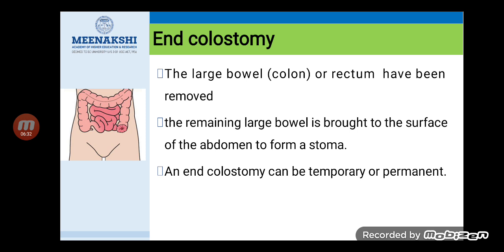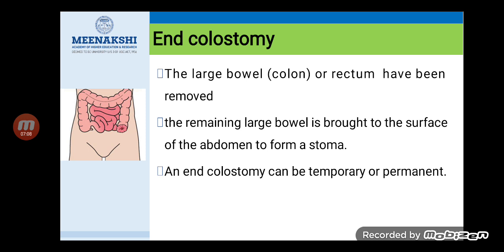Next, we'll see the end colostomy. As the term indicates, end colostomy is made in the large bowel or rectum after removing a portion of the large bowel. Then the remaining large bowel will be brought to the surface of the abdomen to form a stoma, and end colostomy can be temporary or permanent. Here, most of the time, the temporary solution is relevant in situations where the diseased part of the bowel has been removed and the remaining part of the bowel needs to rest before the ends are joined together.